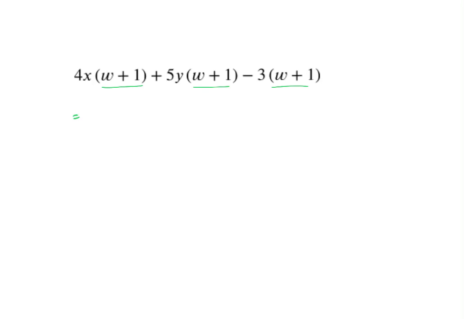So what would that look like? Well, my greatest common factor is just w plus 1. There's nothing else that's common here. We've got an x, a y, and no variables. And 4, 5, and 3 don't have anything in common. So I'll just take out the w plus 1. And then in brackets, divide all of these by w plus 1. So really that just means the w plus 1's cancel out. So we end up with 4x, we end up with 5y, and we have minus 3. So there we have it.